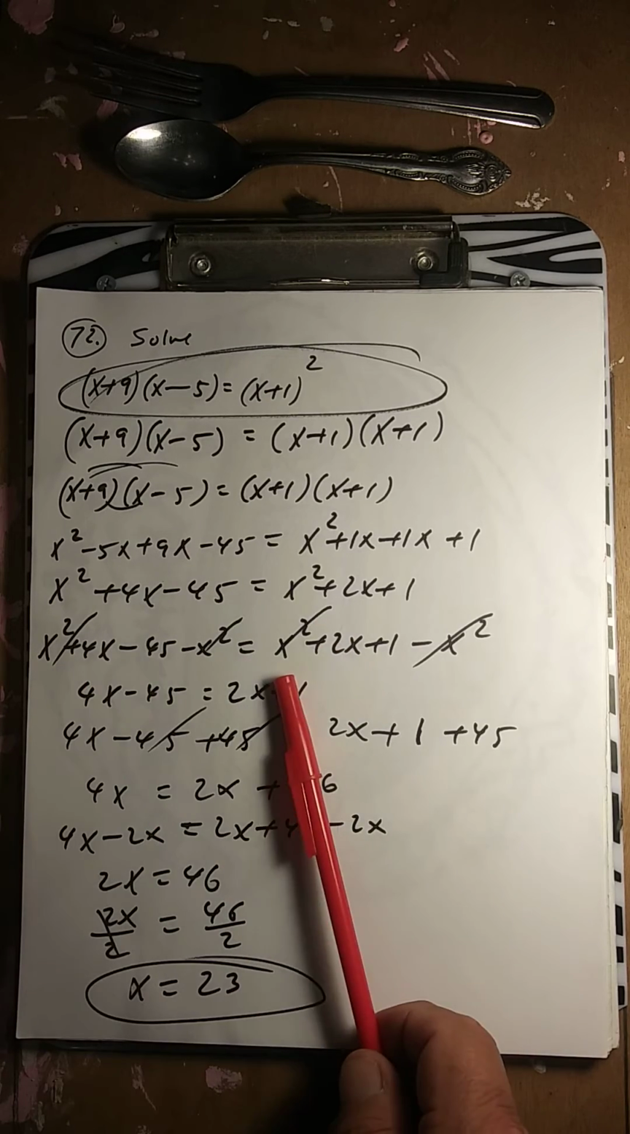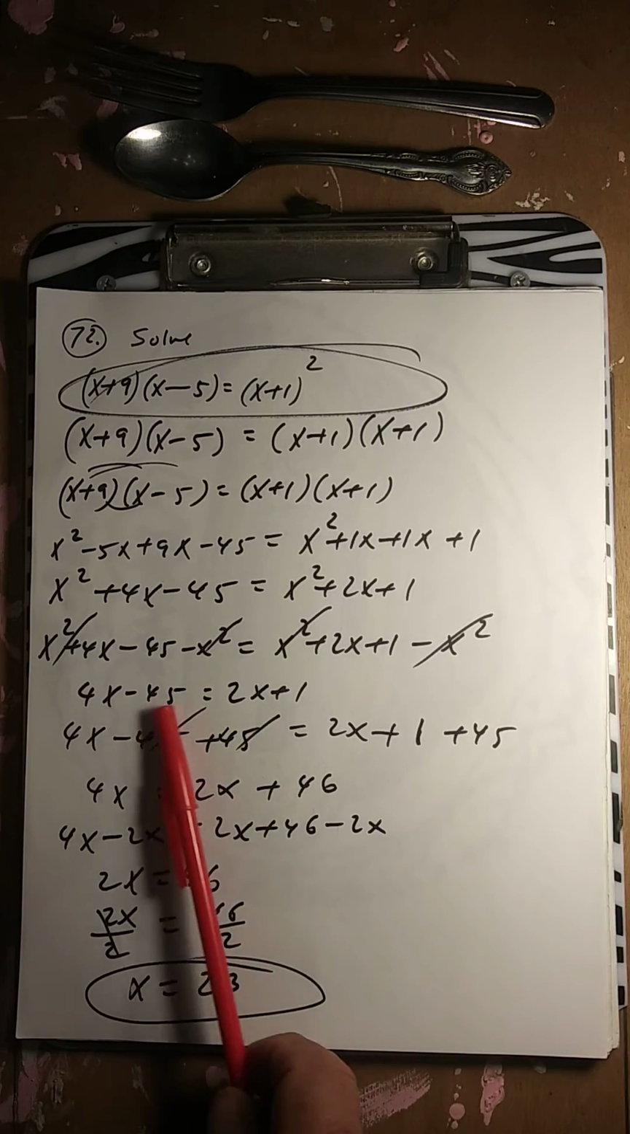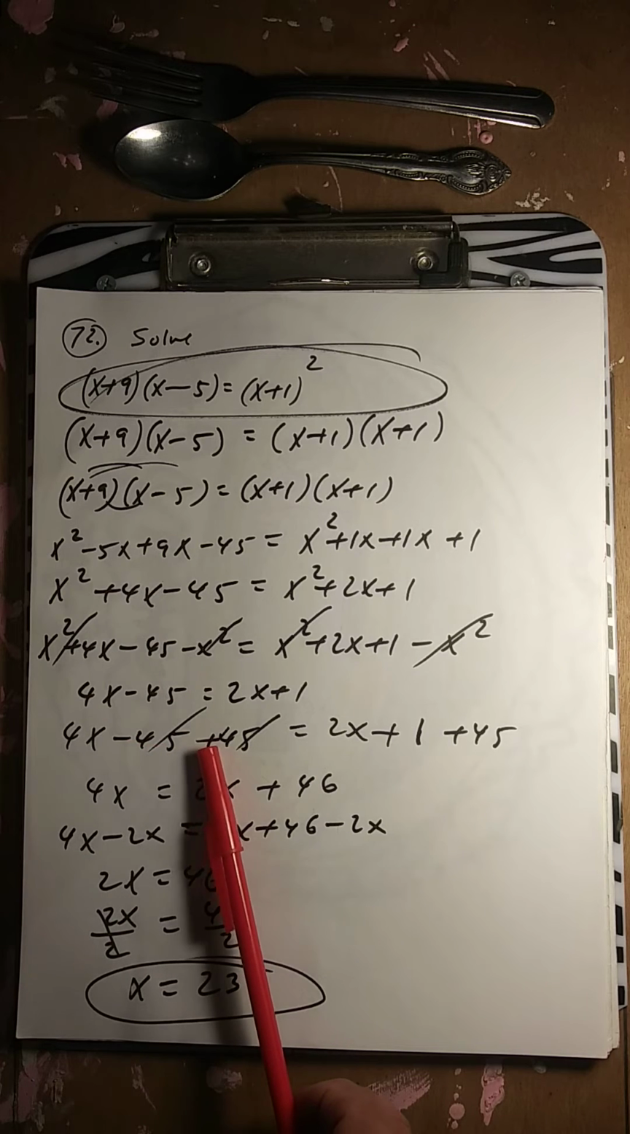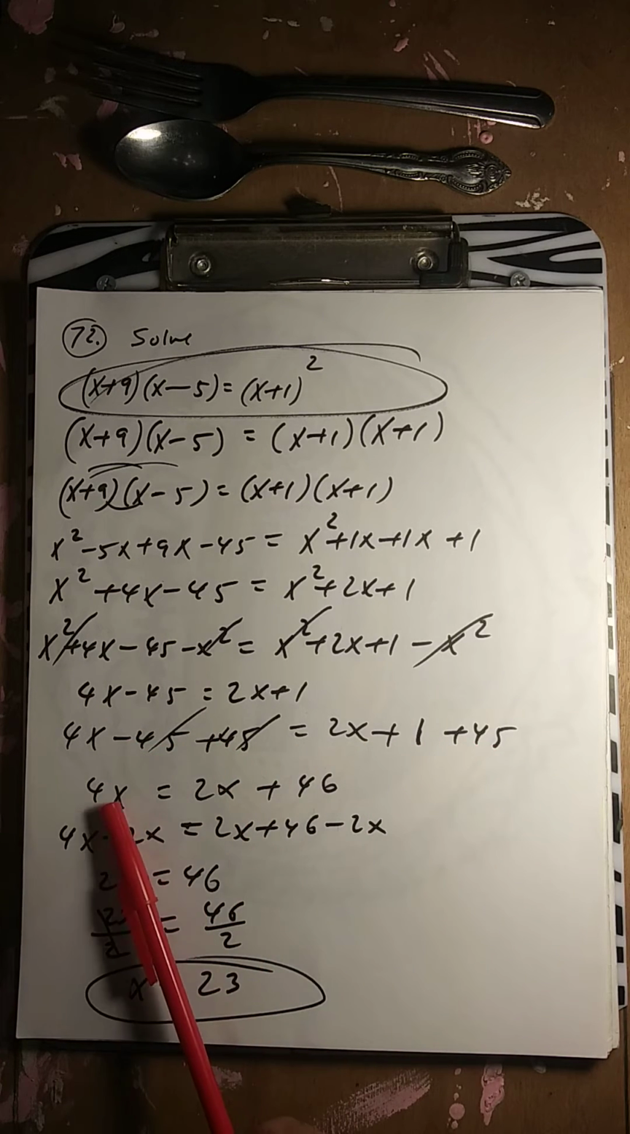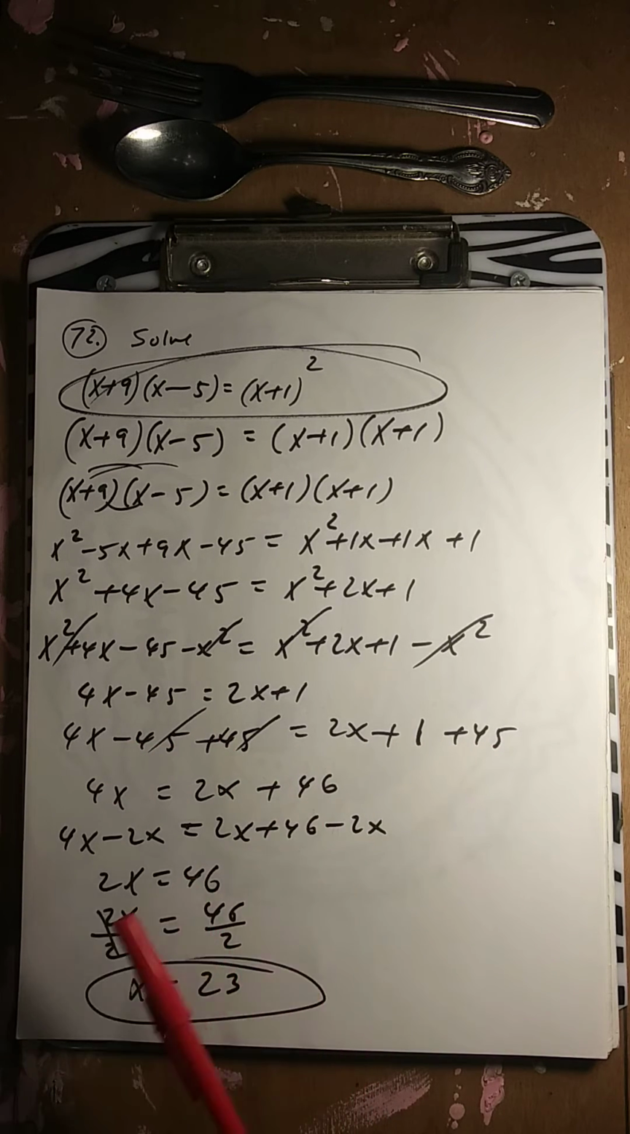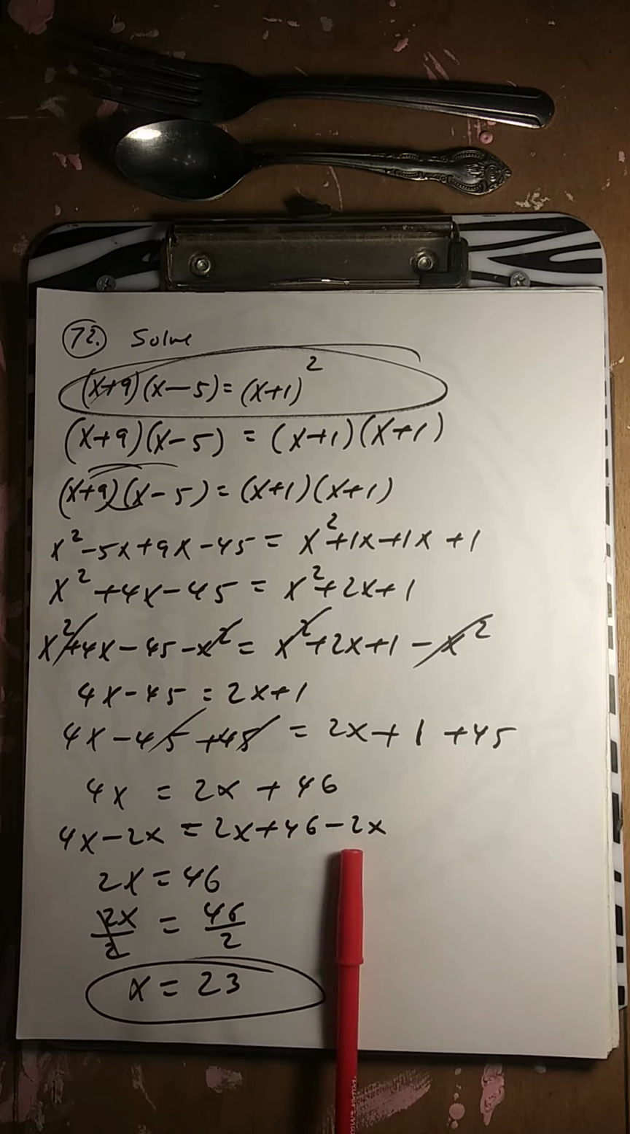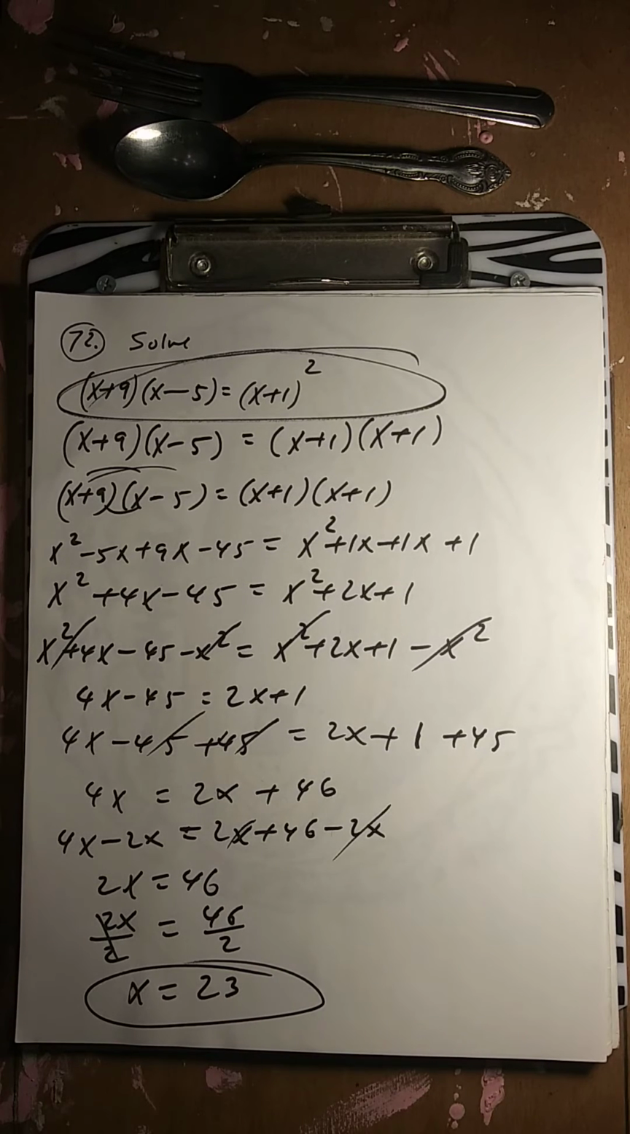So now minus x squared, gone. We have this left over. So we're going to add 45. These are gone. So 4x equals 2x plus 46. So now minus 2x, and again, these are gone. And now what's left over is 2x equals 46, divided by 2, so x is what? 23.